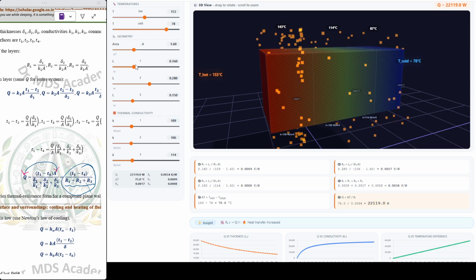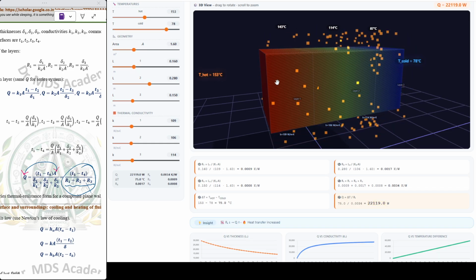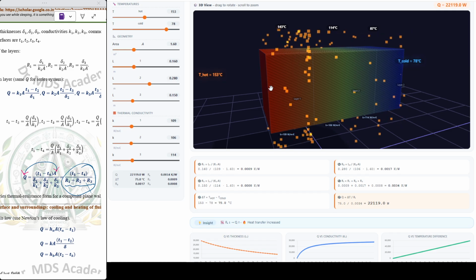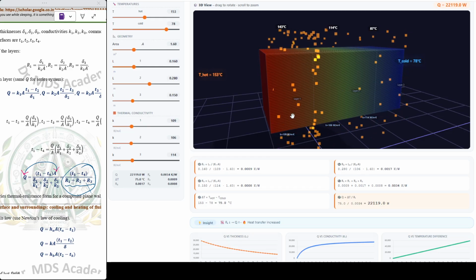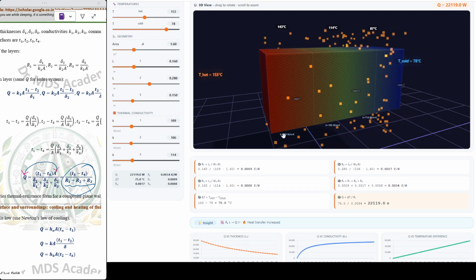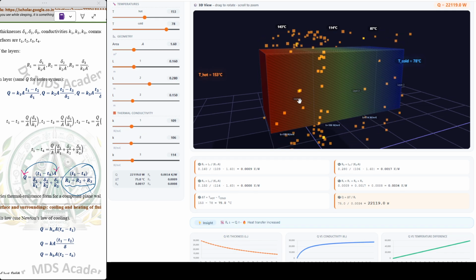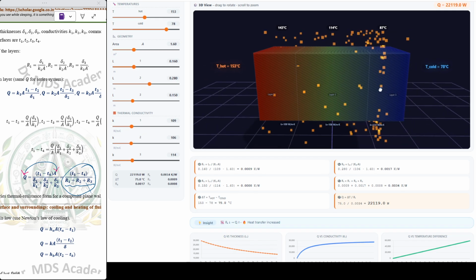Now, L is what? L1 is this much length, the first wall length. This is K1, K2 and K3, layer 1, layer 2 and layer 3.